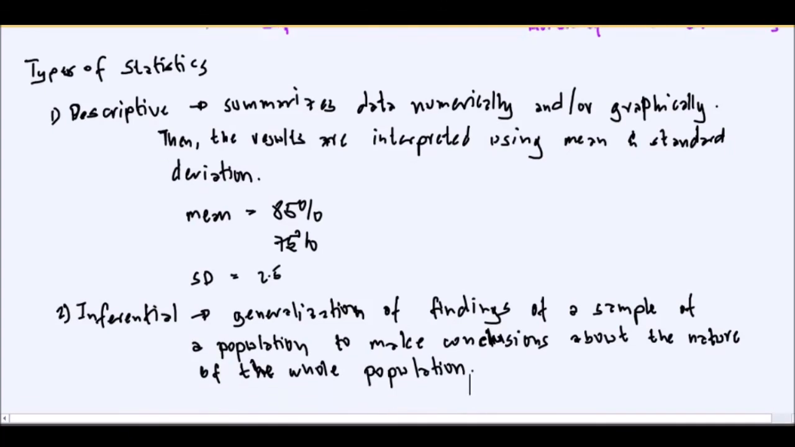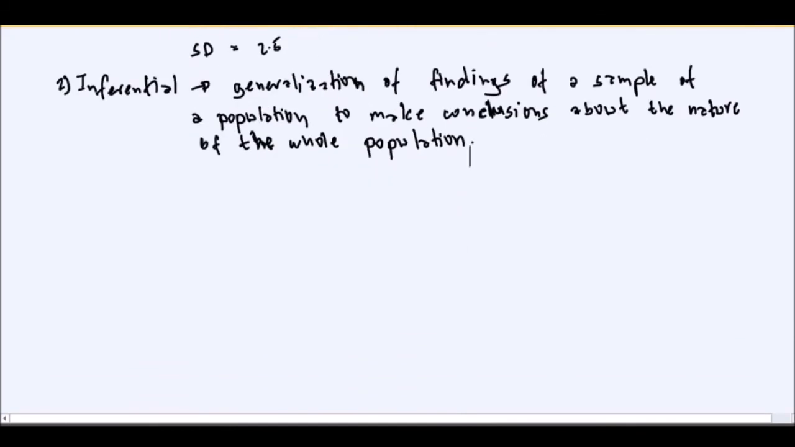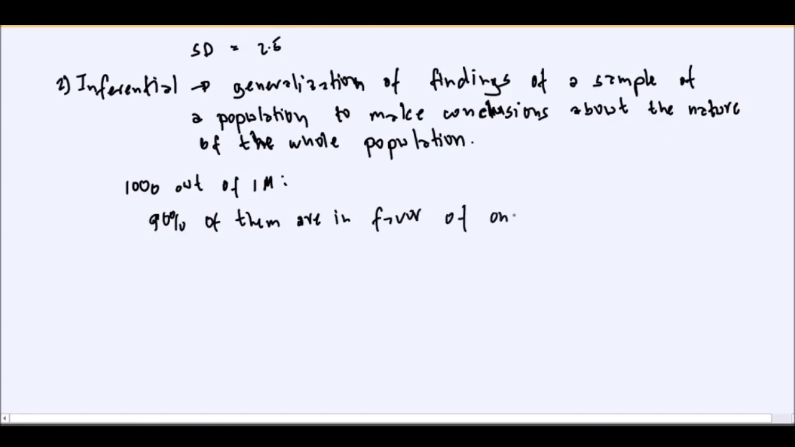So basically you have findings from a certain sample of a population. For example, we have 1,000 respondents out of, let's say, 1 million. Then during your data gathering process, data presentation and data analysis, you found out that 90% of the 1,000 are in favor of online class. So you could make a conclusion that also 90% of the 1 million are in favor of online class. So that is inferential.